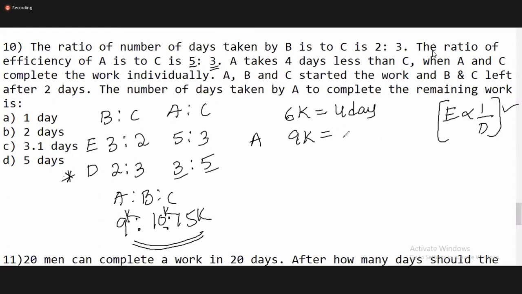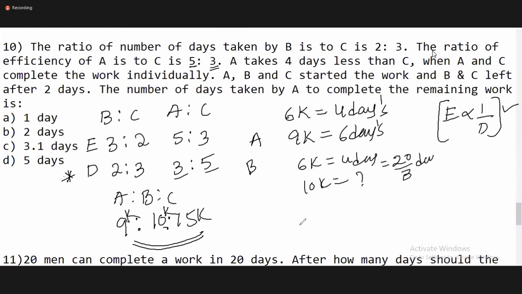So 9 parts is what? 6 days? Yeah, 9k is equal to 6 days. Next, 6k is equal to 4 days. So for B, then 10k is equal to what? You will not get a perfect number, you will get fractions. So 4 into 10 by 6, 40 by 6, which is 20 by 3. Yes, 20 by 3 days.